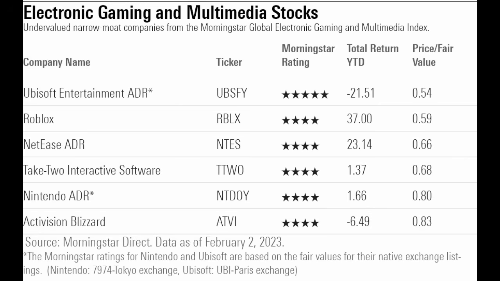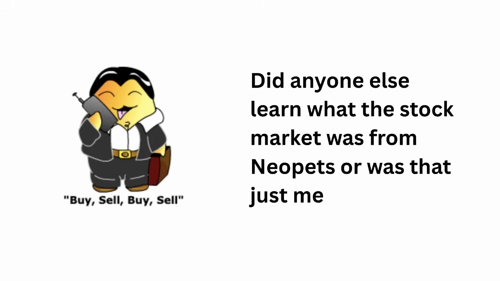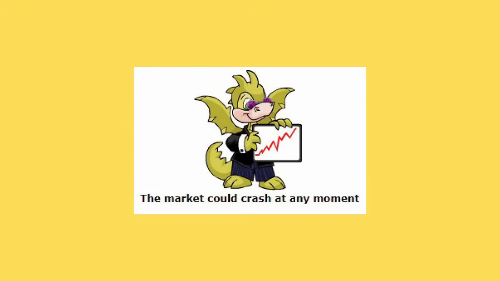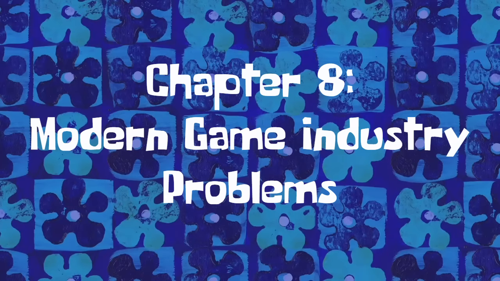Game companies started to go public. Once it was clear that these video games weren't some flash-in-the-pan novelty, modern-day giants like Activision and Ubisoft started opening up shares of their company to investors. Shareholder capitalism had officially reached the digital age. And it was basically about to make almost everything about video games worse. Chapter 8. Modern game industry problems.